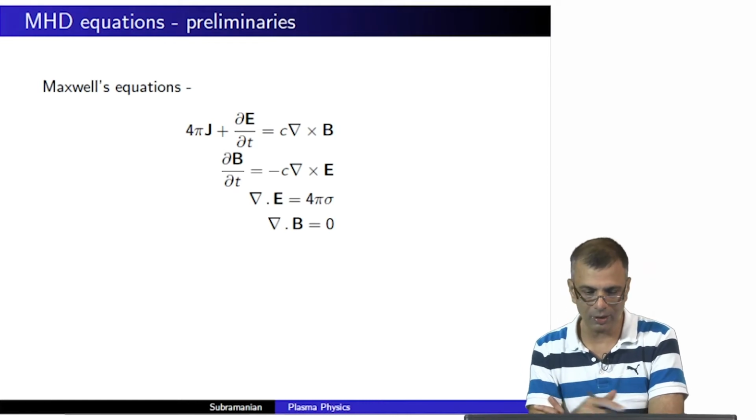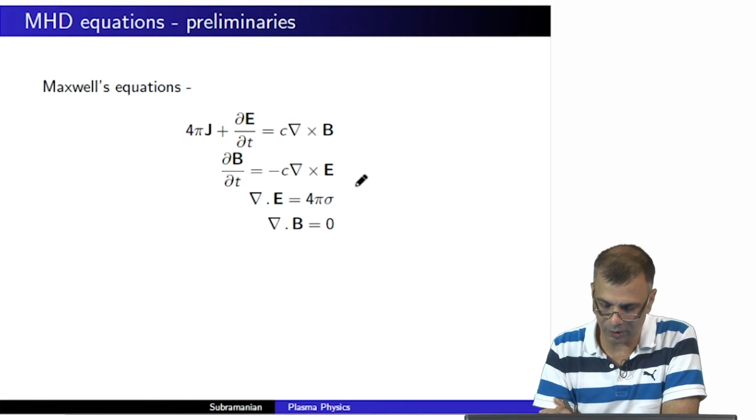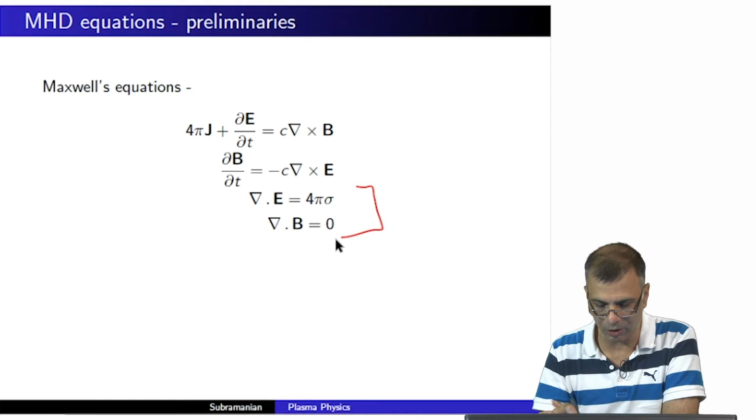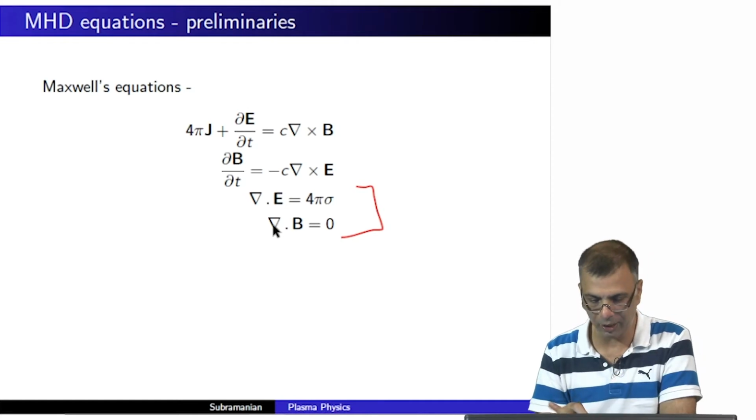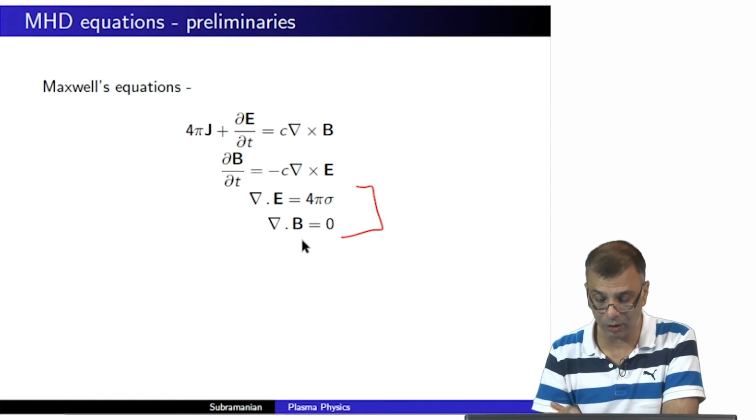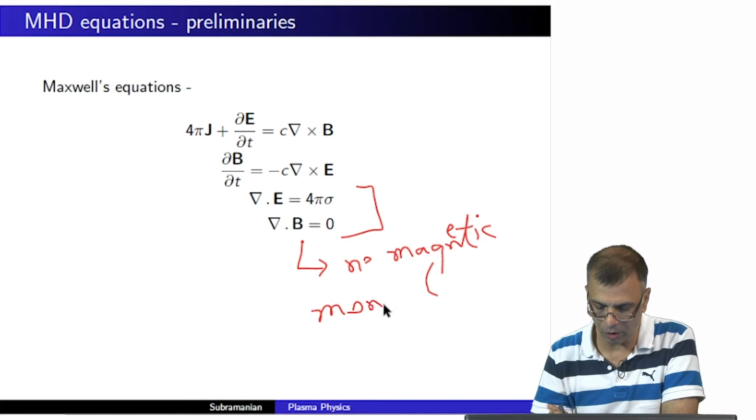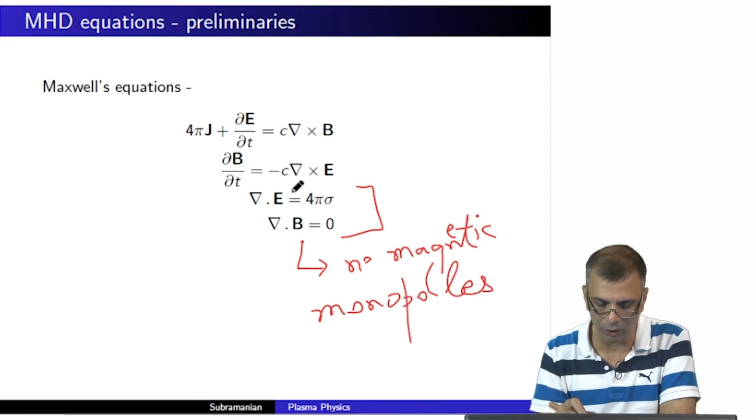And so these are the 4 Maxwell's equations, these are the 2 divergence equations. This is essentially saying that the divergence of B is 0, i.e. there are no magnetic monopoles. That is what this equation is saying. No magnetic monopoles, or magnetic field lines are always closed.